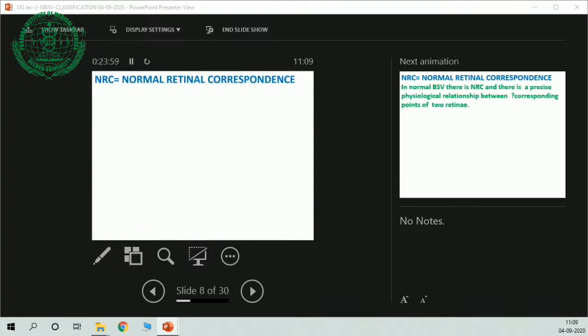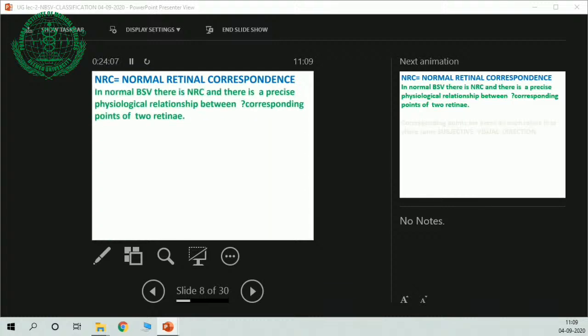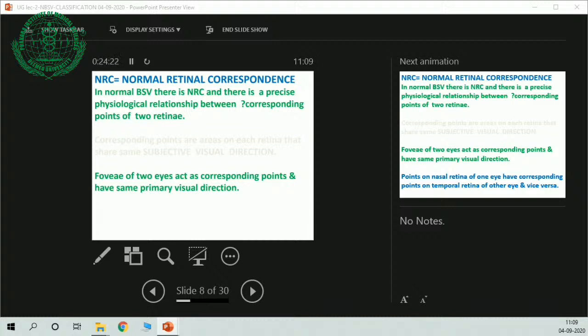We should understand normal retinal correspondence, because these are terminologies you should know whenever we are discussing the squint topic. In normal binocular single vision, there is normal retinal correspondence, and there is a precise physiological relationship between corresponding points of the two retinas. Now what is a corresponding point? Here I will tell you that the two foveae of the two eyes act as corresponding points, and the remaining points are referenced from them. So the right sided fovea and left sided fovea are corresponding points.